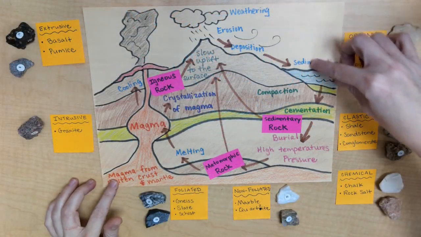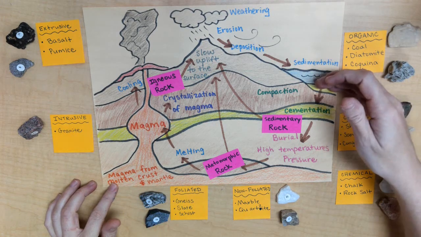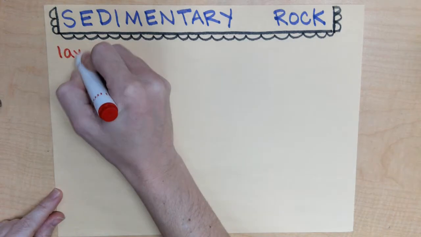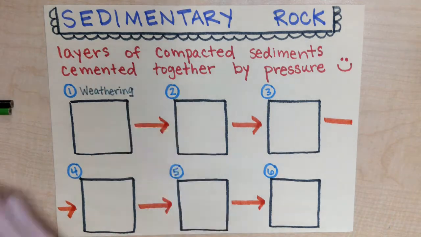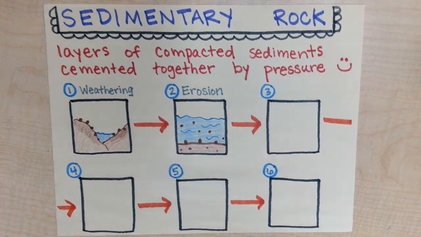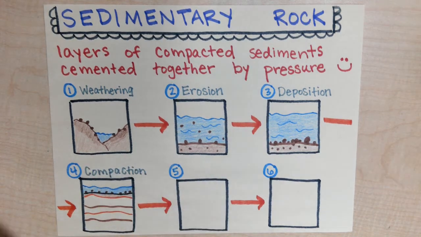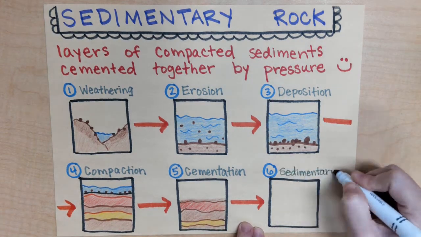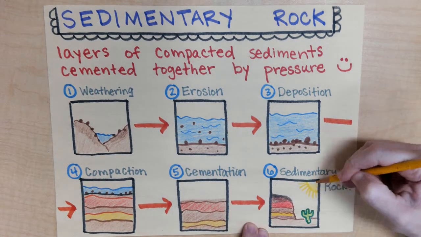After those particles or sediments have collected, they start layering up on top of each other. And that forms sedimentary rock by compaction and cementation. Sedimentary rock is just the layers of compacted sediments that are cemented together by pressure. So again, you start with the weathering, erosion, deposition. It goes to compaction. That means a lot of pressure. Cementation, you get rid of all the moisture. And then voila, you have sedimentary rock.